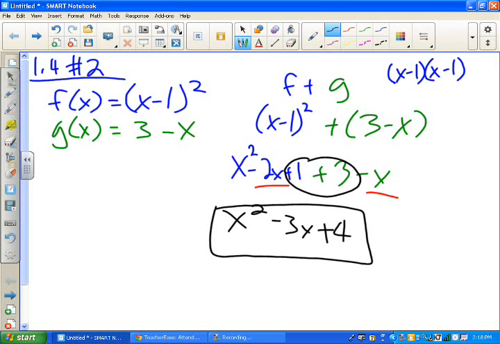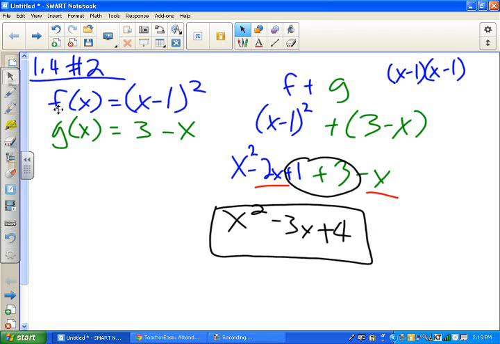So essentially, if I were to plug in a value for f of x and use that same value and plug it into g of x, and I added those two values, I would get the same thing if I took x equals that value and plugged it into the equation x squared minus 3x plus 4. So it's the properties of functions.